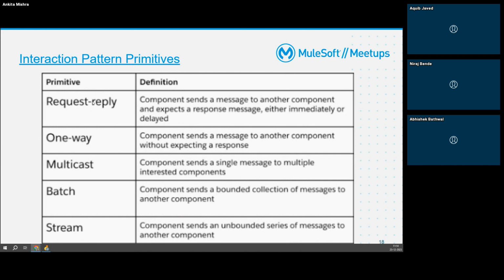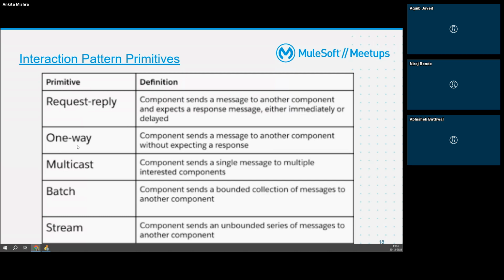For example, I want to call somebody. The call will only be completed when the other person picks up the call and says hello to me. Right? I'll say hello and I should get a response back. Otherwise, I'll keep on waiting for the other person to respond. This kind of communication is called request reply communication or synchronous communication. You are sending something and then you are expecting a response.